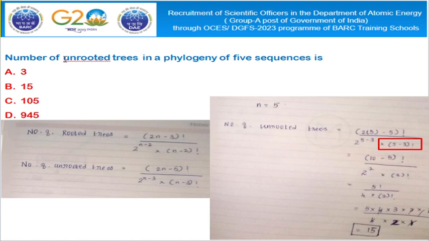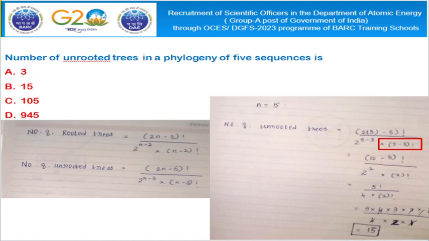So what is the formula to find the number of unrooted trees? It is (2n minus 5)! divided by 2^(n minus 3) multiplied by (n minus 3)!. Here n is 5 sequences. So you need to apply this and find it. For this question the correct answer is 15.